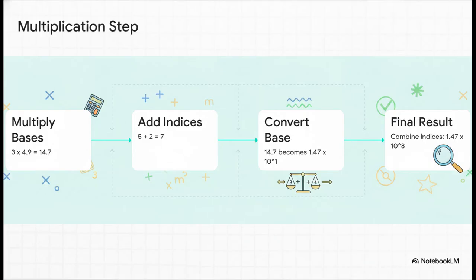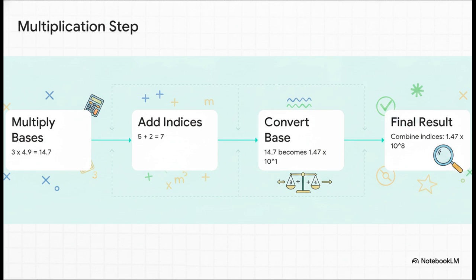Let's slowly unroll one of these calculations step by step so you can see it in action. We are solving 3 times 10 to the power of 5 multiplied by 4.9 times 10 squared. First up, we group those base numbers together. So 3 times 4.9 gives us 14.7. Next, we tap into those laws of indices and add our powers. 5 plus 2 is 7. Okay, so now we've got 14.7 times 10 to the power of 7.